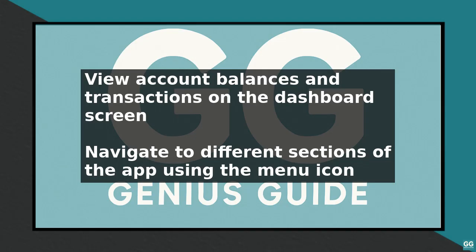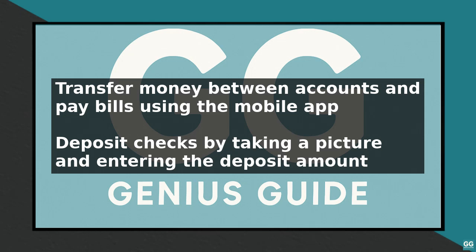In addition to viewing your account activity, you can also use the TD Bank mobile app to transfer money between accounts, pay bills, and deposit checks. To transfer money, select the transfer option from the menu and follow the prompts to enter the amount and destination account. To pay a bill, select the bill pay option and follow the prompts to enter the payee information and payment amount. You can also set up automatic payments to ensure that your bills are paid on time.